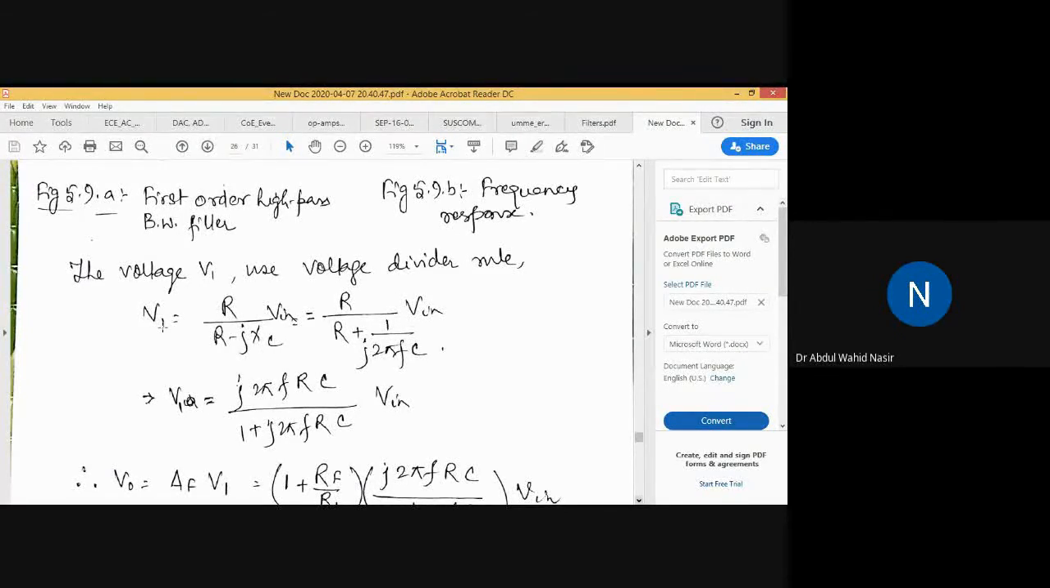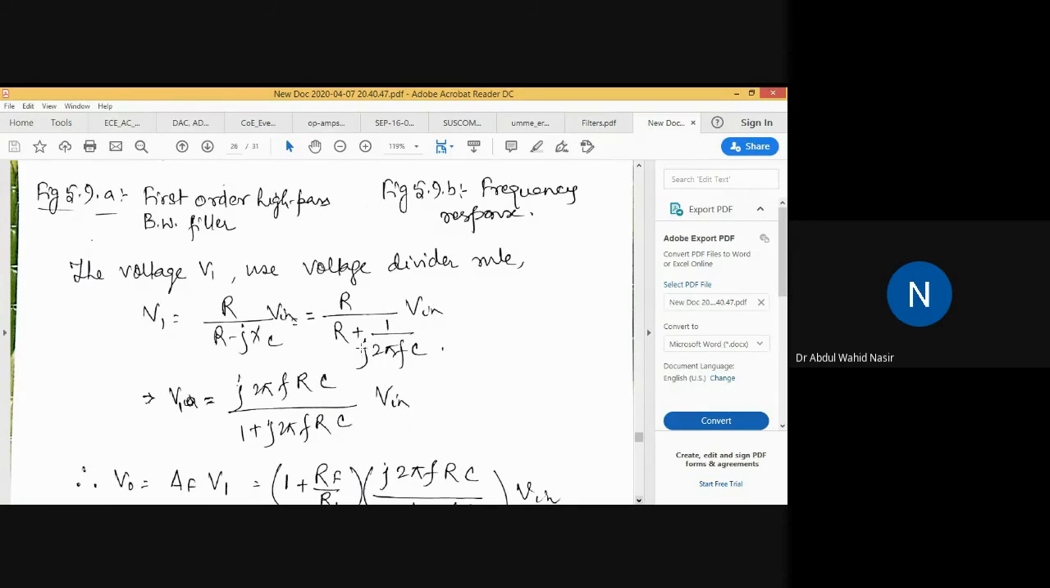So V1 can be written as R by R minus jXC into Vin. So this is nothing but the simple voltage divider rule. Now if minus j is there and you take it to the denominator, minus j is nothing but 1 by j. And XC is 1 by 2 pi fC. So that value has been replaced here. So it can be written as R by R plus 1 by j2 pi fC.